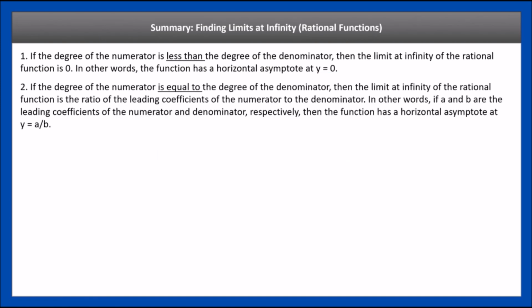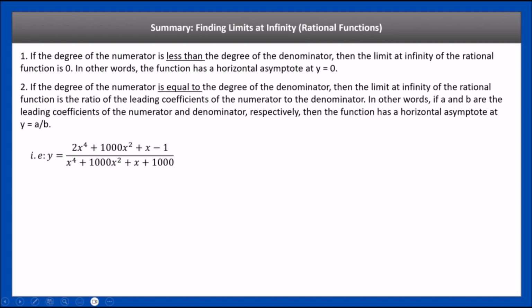Now, if we have the degrees equal to each other for the numerator and denominator, then the limit at infinity for that particular function is the ratio of the leading coefficients of the numerator and denominator. So we're going to look at an example of this.